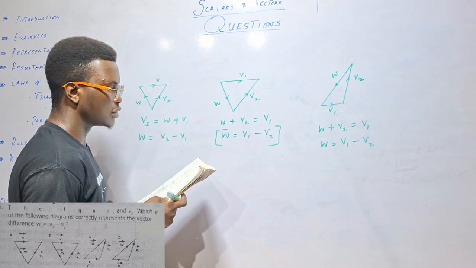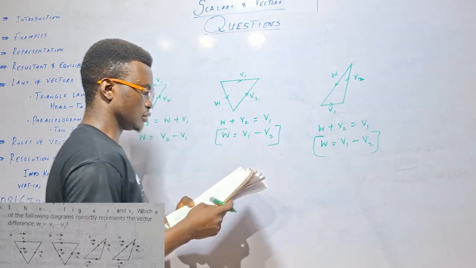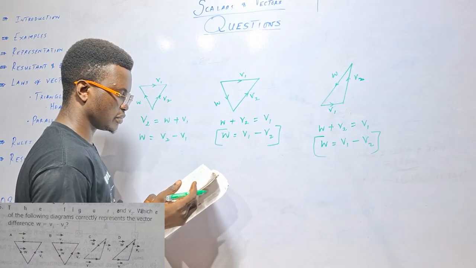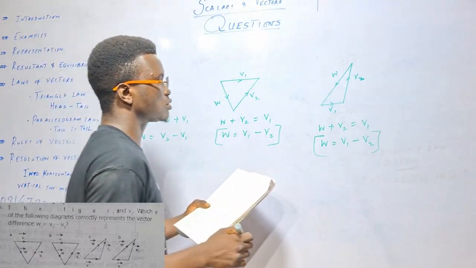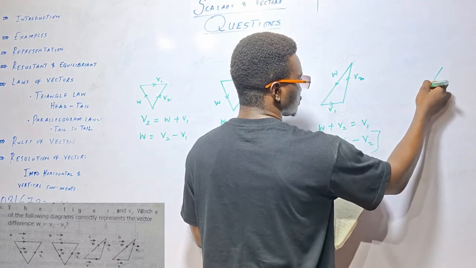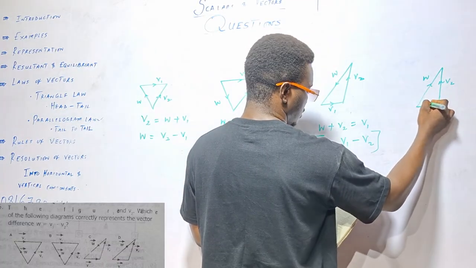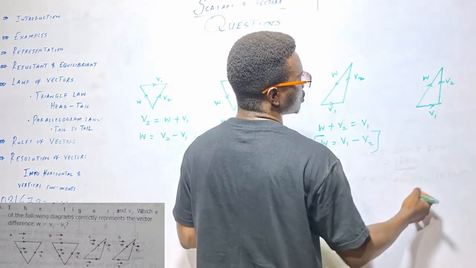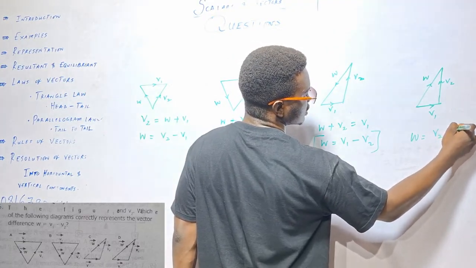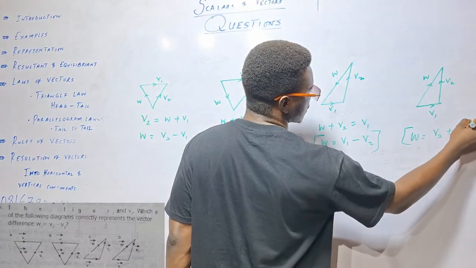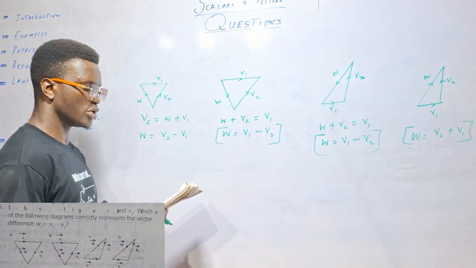What's going on here? So let's check. We are going to analyze it, don't worry. The figure V1 and V2, which represents W equals V1 minus V2, we are going to analyze it. So let's look at the third one. The third one says that this is W, this is V2, and this is V1. So in this case, W is equal to V2 plus V1. I think that is correct. That's what we have. So now let's look at which one is our answer and what is really going on.